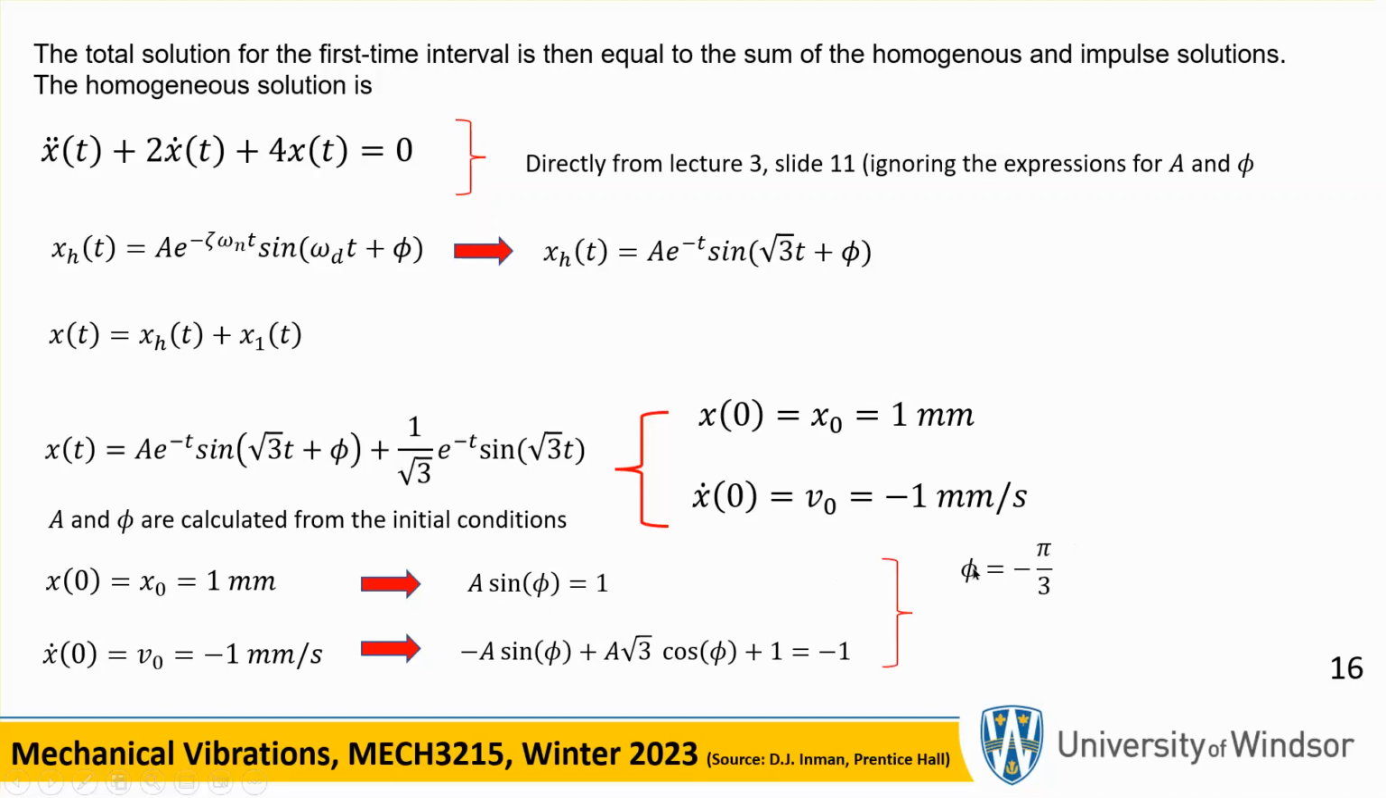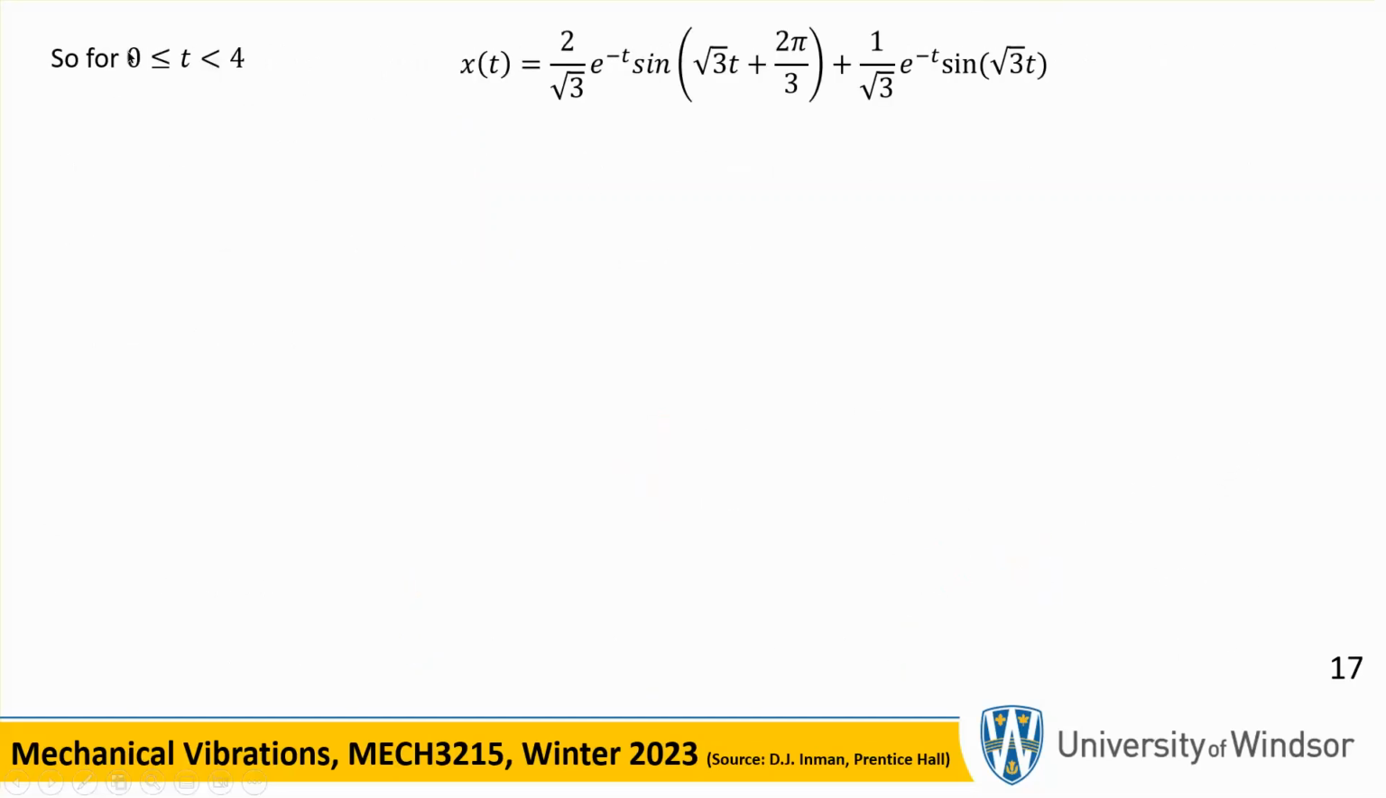If you do, you're going to get phi equal to minus pi over 3. Now remember, the phase angle in this textbook, and most textbooks, is always between 0 and pi. So don't take that. This is the one in the fourth quadrant. Take the one in the second quadrant, so add pi to this. We went through this in the first 3 weeks. So 2 pi over 3, and get the value of A. And there we are, for 0 to 4.